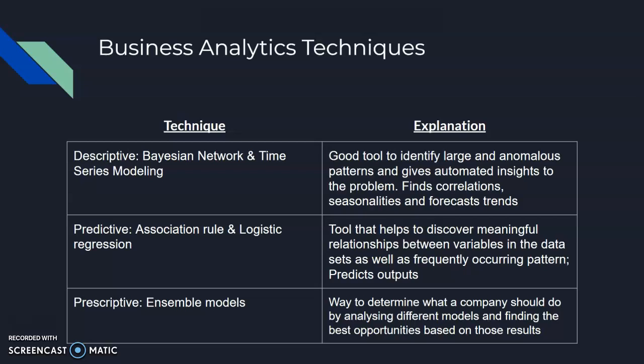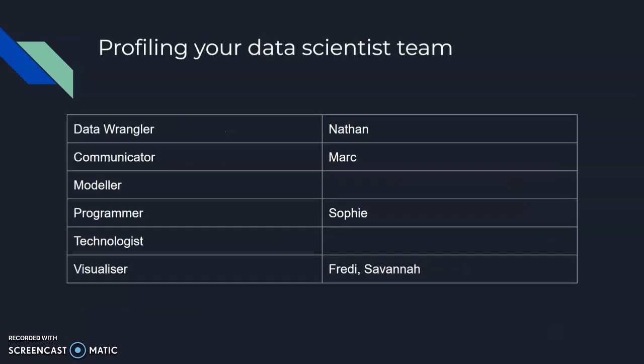And for the third piece, for prescriptive analytics, we chose ensemble models, or symbol models. Our explanation for this is it's a way to determine what a company should do by analyzing different models and finding the best opportunities based off of those results. So together, all three of these, we think they're good to identify descriptive, predictive, and prescriptive analytics, and will help us identify trends and help us make decision making within Coca-Cola when we go further into our project.